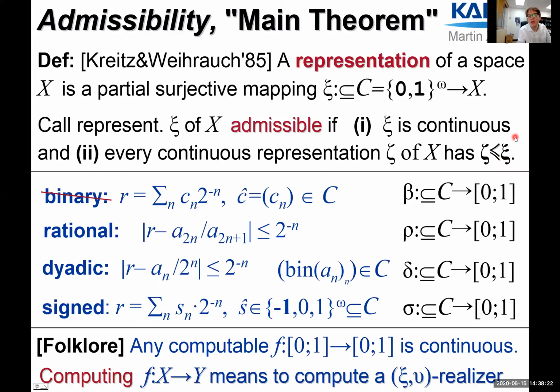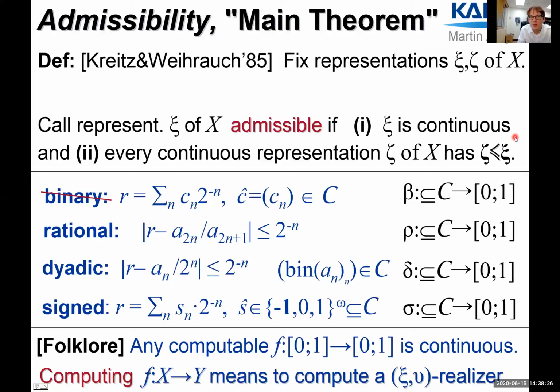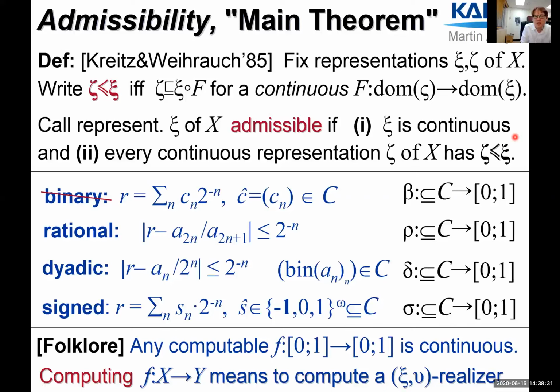This symbol means continuous reduction and is defined as follows. Between two representations, we say that zeta reduces continuously to xi if and only if zeta is a restriction, not necessarily proper, of the composition of xi with f, for a continuous function f from the domain of zeta to the domain of xi. So imagine f to mean translating codes of zeta into codes of xi, so that any continuous representation must admit a continuous translation of its codes to the codes of the representation under consideration. Or put differently, the representation should be maximal with respect to this continuous reduction among all continuous representations.